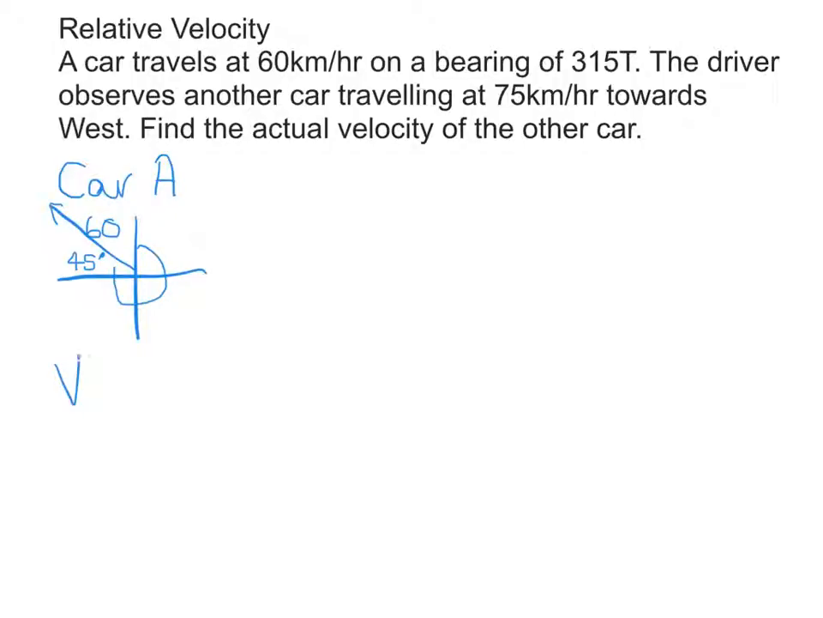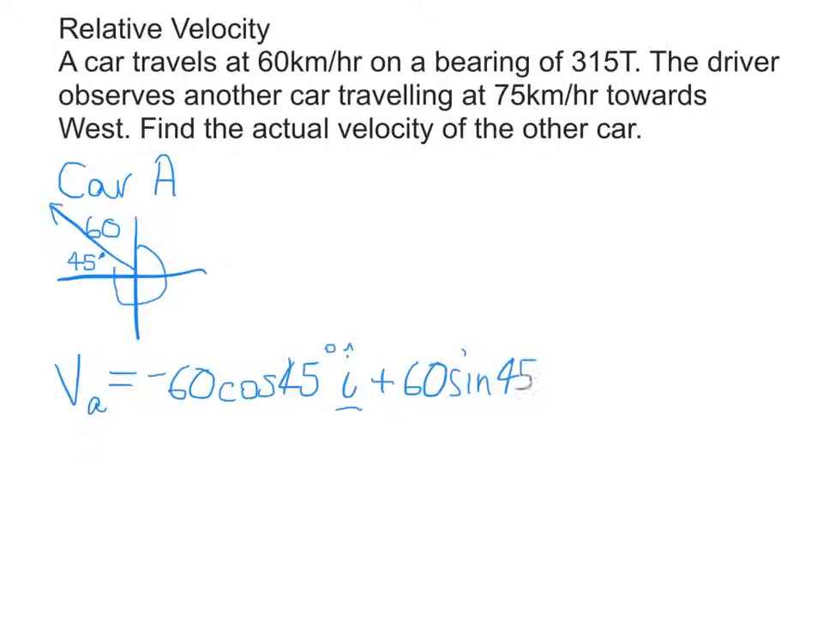So the velocity of car A is equal to negative 60, because here it's in the negative x or negative i direction. So negative 60 cos 45 degrees i, plus 60 sine 45 degrees j. Okay, so that's the velocity of A.